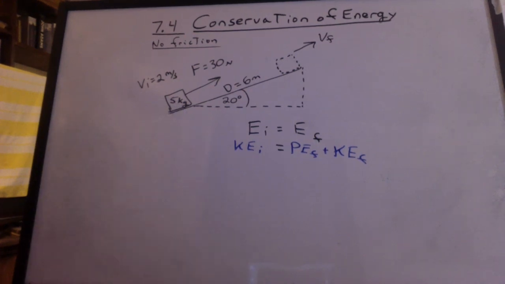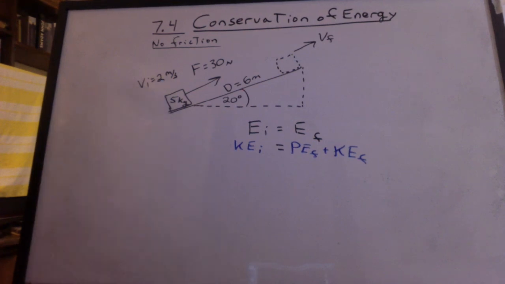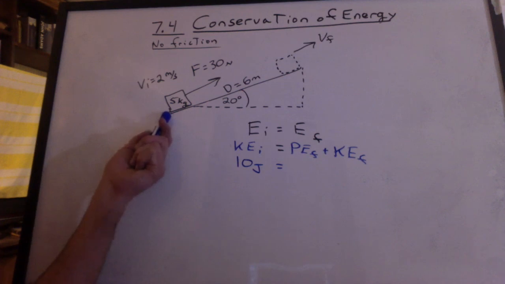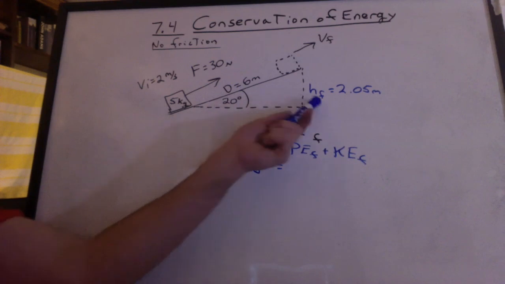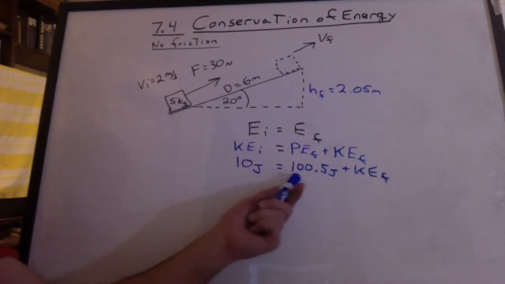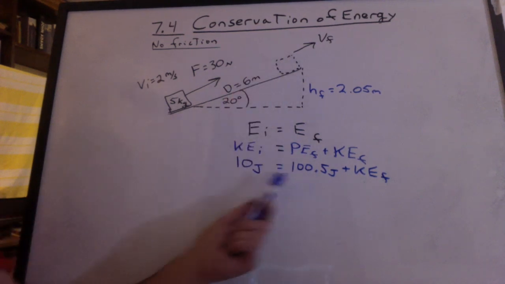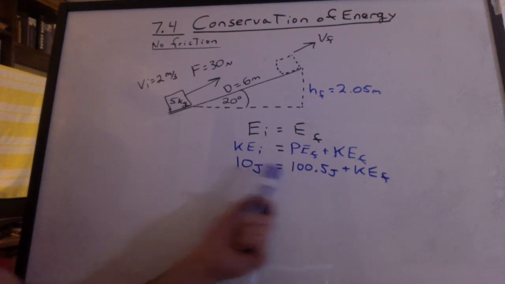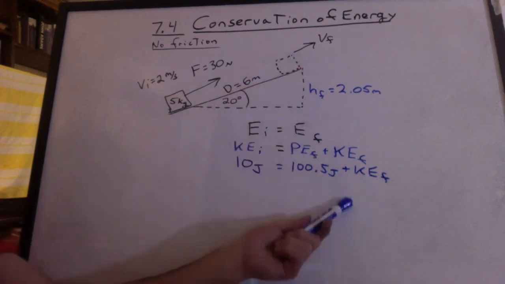Let's assume the initial height here is 0. So the PE initial goes away. Do we have a KE initial? Yeah, I see that the initial velocity is 2 meters per second. Well, that's 10 joules of initial kinetic energy. What's the final potential energy? Well, you do the trig and you get a final height of 2.05 meters. And we get 100.5 joules up to the top for the potential energy. But wait a minute, how does that happen? How do we go from 10 joules to 100.5 joules and still have something left over for a final velocity?